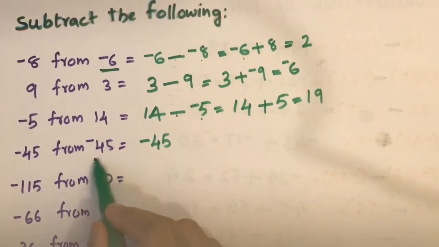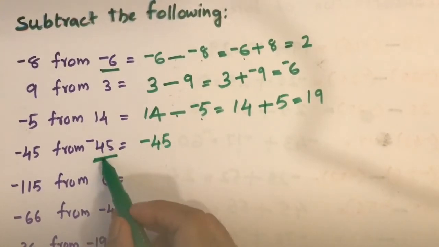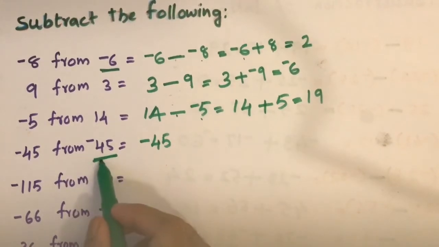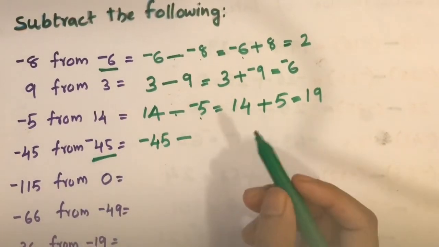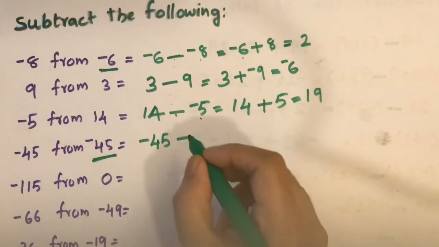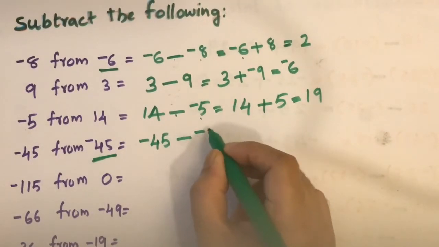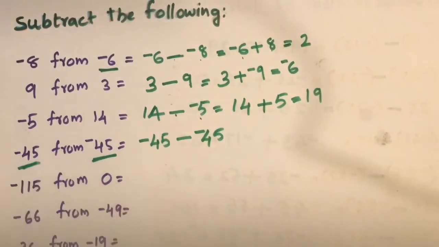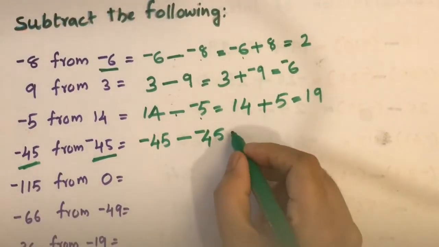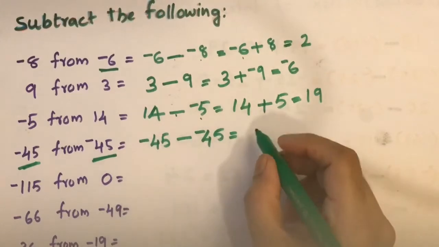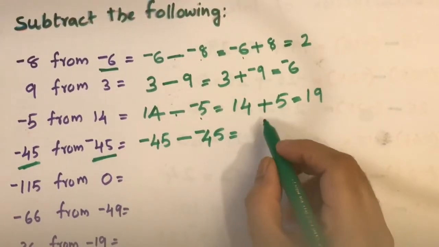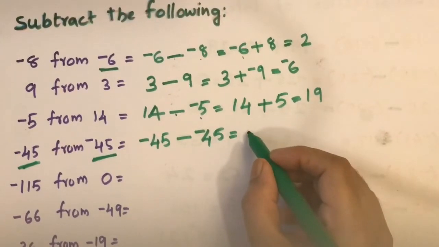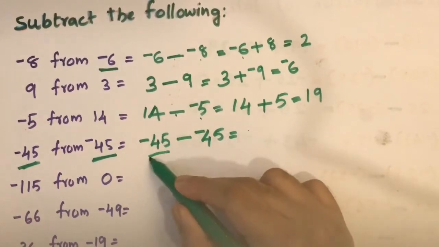Write negative 45. Write the number after "from" first, that is negative 45. Then the operation is subtraction. Then write the second one, 14. To subtract these two integers, write the first integer the same way, that is negative 45.